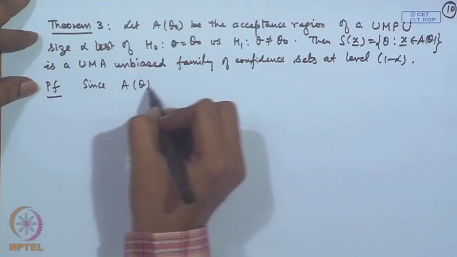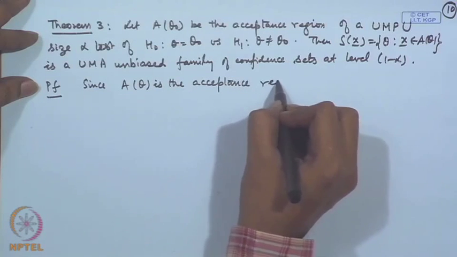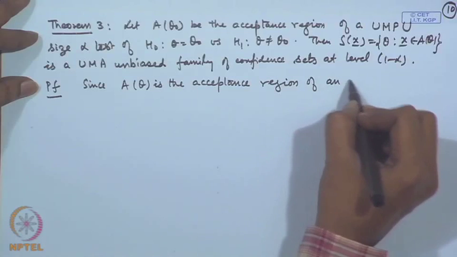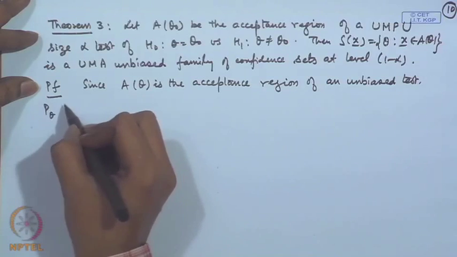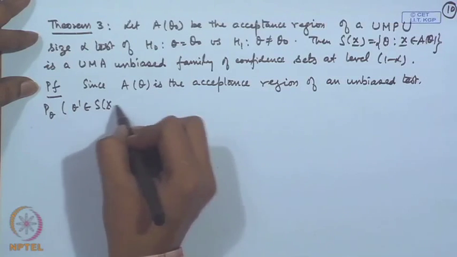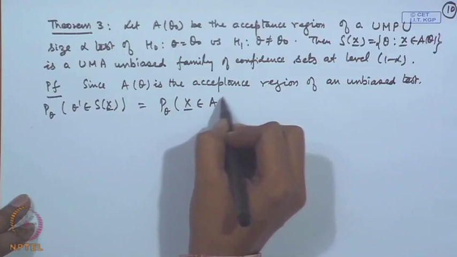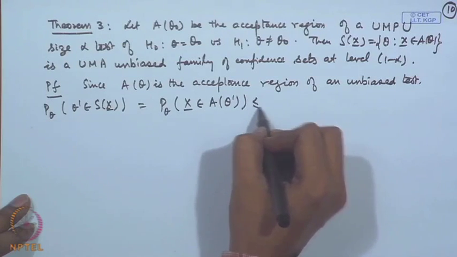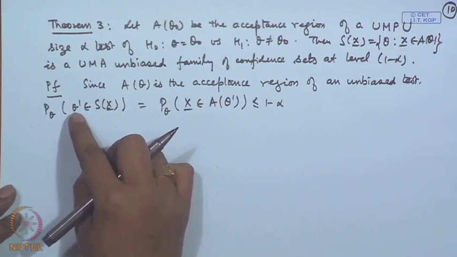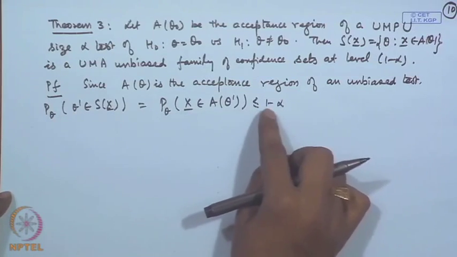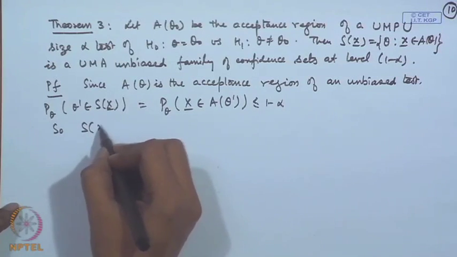Since A theta is the acceptance region of an unbiased test, P theta, theta prime belonging to S x, that is equal to P theta, x belonging to A theta prime, is less than or equal to 1 minus alpha. That is, the probability of rejecting when H naught is true is the same as this, that is less than or equal to 1 minus alpha. So, S x is unbiased.